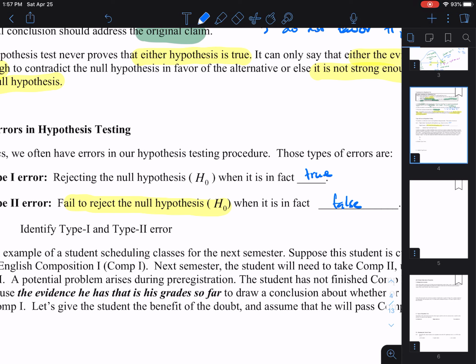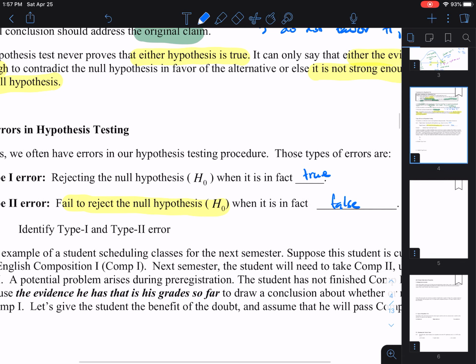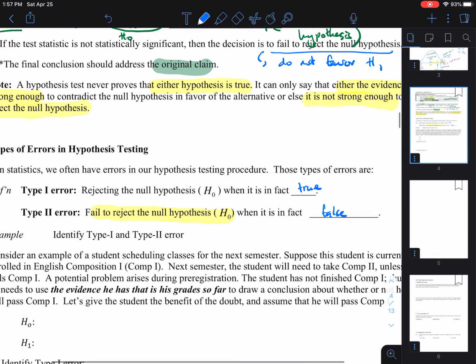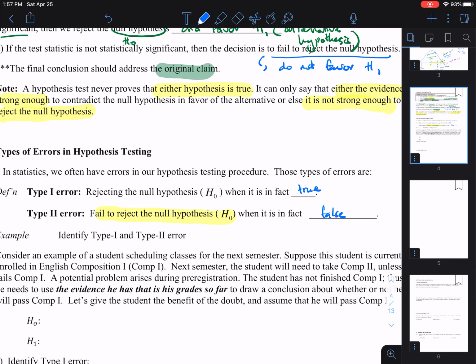Just like in a trial, when you have a person on trial and that person is indeed guilty, but the jury can't find enough evidence to convict the defendant, the jury lets the defendant go, but that defendant is certainly guilty, and we just know it. But the jury can't find enough evidence. In anything in life, when we make decisions based on data or statistics, there are always mistakes involved. So in this lesson, there are two types of mistakes: type 1 and type 2.